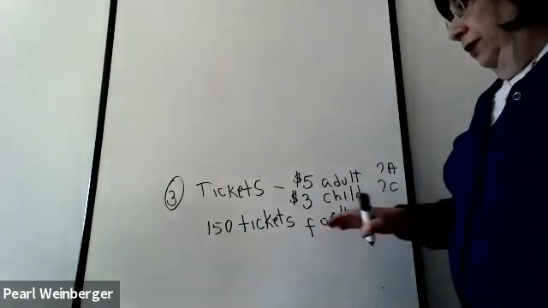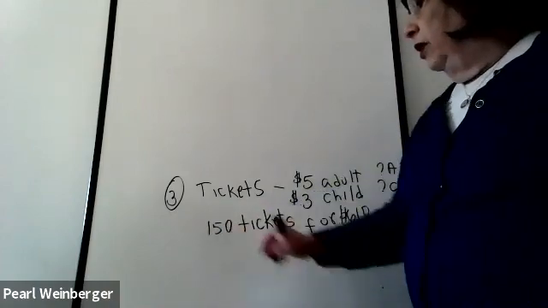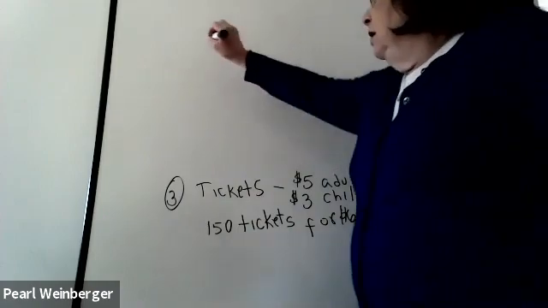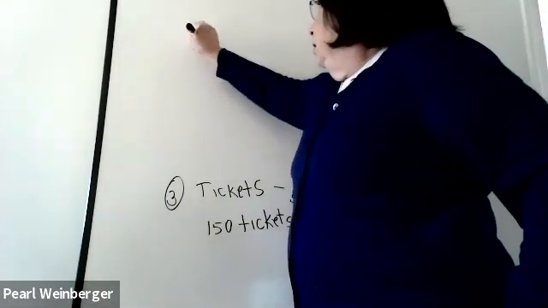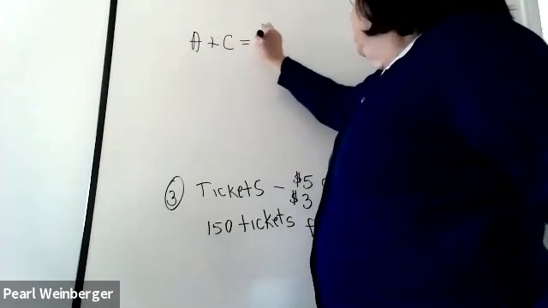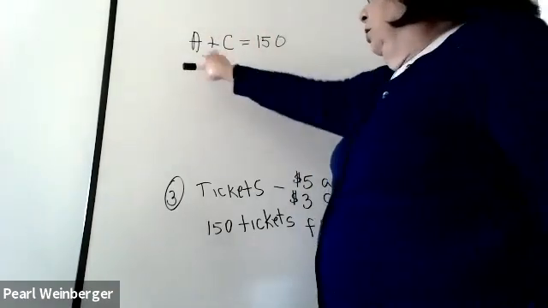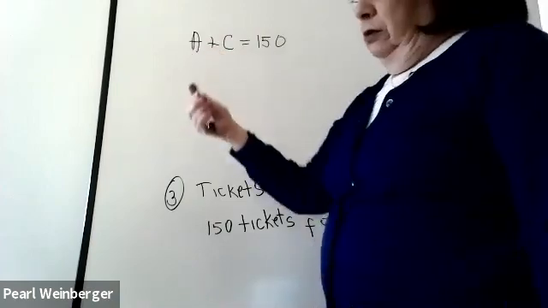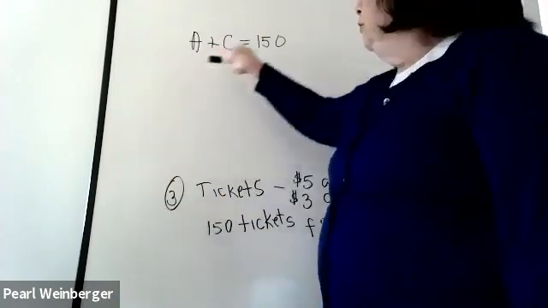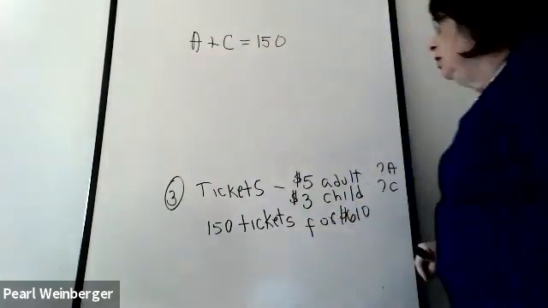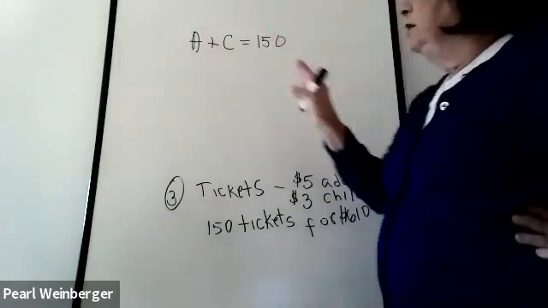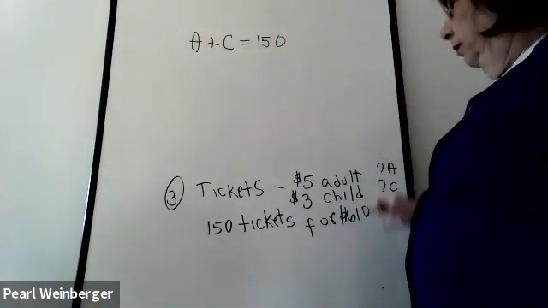What do we know about them? First of all, a total of 150 tickets were sold. That means A plus C has to equal 150 because they sold adult tickets and children's tickets. Together, a total means add, so we had 150 tickets sold. This has nothing to do with the price of the tickets, just how many there were.